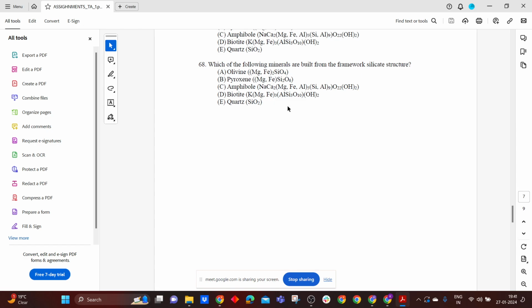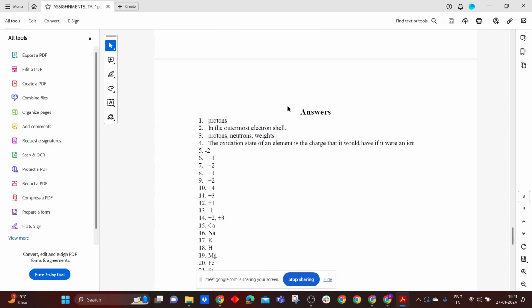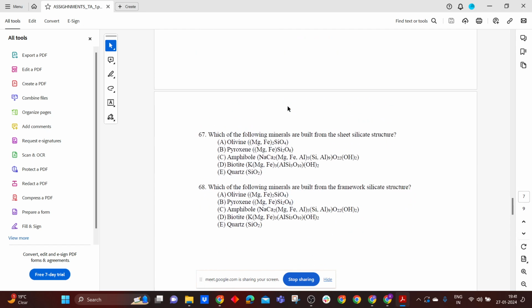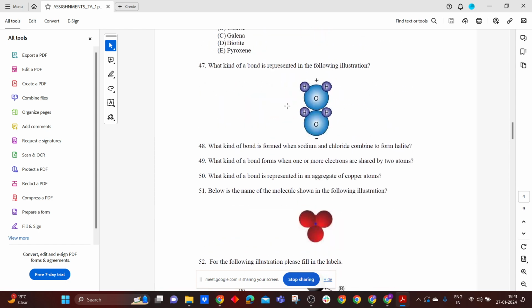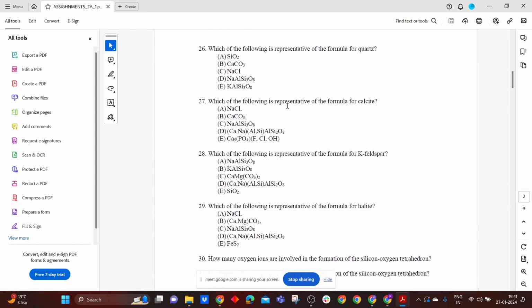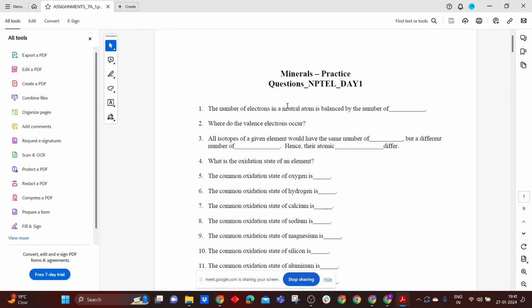Quartz. And why is it known as the framework, students? Sir, it gives a 3D structure. Yes, exactly. It gives a 3D structure. So the answers are here, and you are all correct. We actually have no need to see the answers because all the answers you have provided to me are correct. So very good, students. This is a very easy, basic practice session.